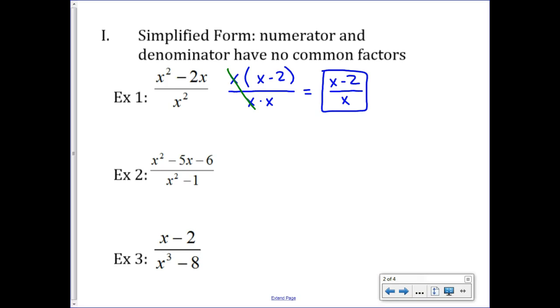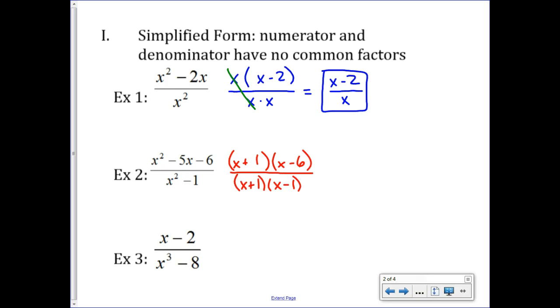All right, let's take a look at this next one. So x squared minus 5x minus 6. I need two numbers that multiply to negative 6 and add to negative 5. So I know that one has to be positive, one has to be negative, and I want the bigger one to be negative so that it adds to negative 5. So that should be negative 6, positive 1. And then x squared minus 1, that's one of our special patterns, difference of squares. So I get x plus 1, x minus 1 when I factor that out.